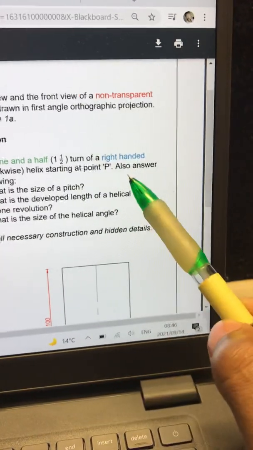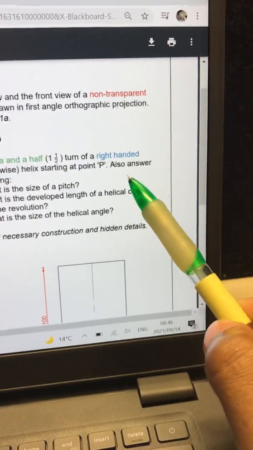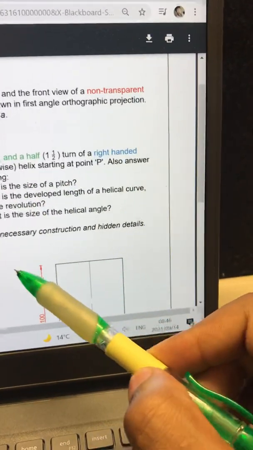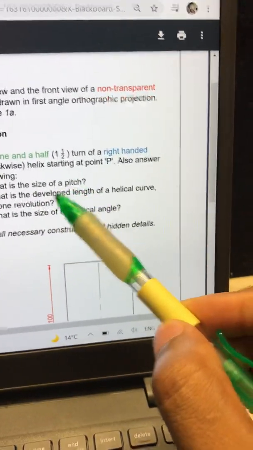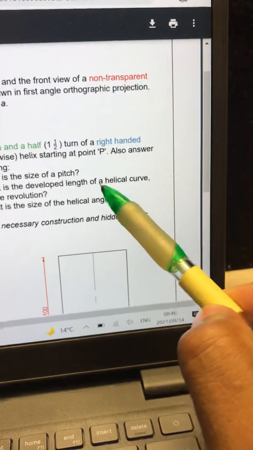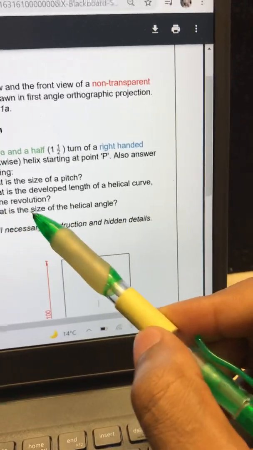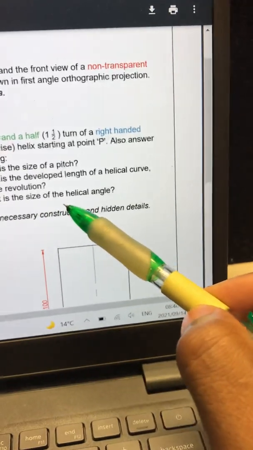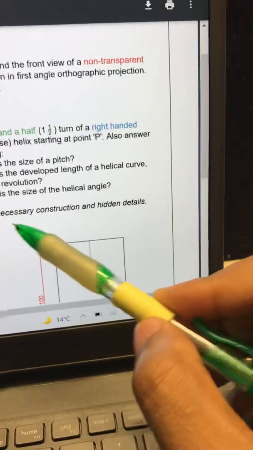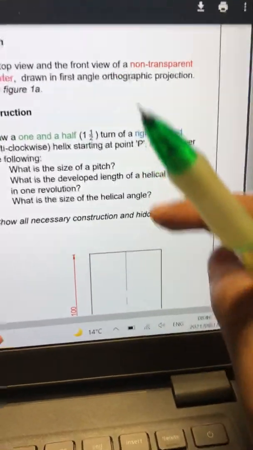You have to answer the following questions after drawing your drawing. What is the size of the pitch, what is the developed length of the helical curve in 1 revolution, meaning in 1 turn, and what is the size of the helix angle. Then we have to show all necessary construction and hidden detail.